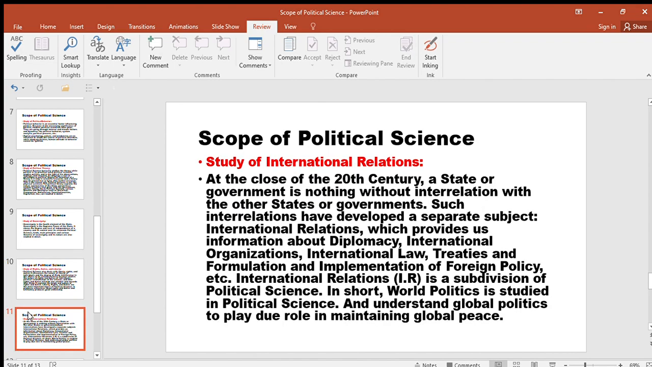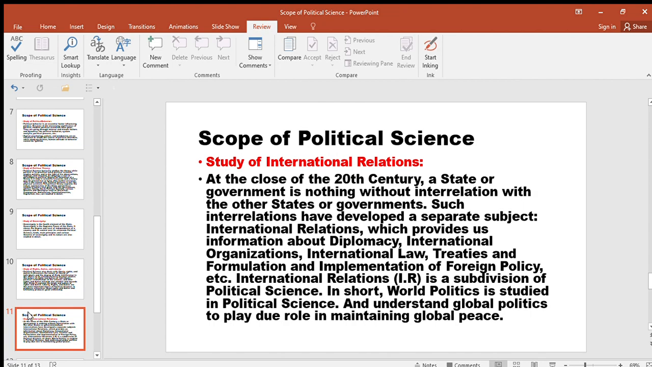It is also study of international relations. International relations means the interaction between the states, among the states of the world. And at the close of the 20th century, a state or government is nothing without interrelationship with the other states or government. And such interrelations have developed a separate subject, international relations, which provides us information about diplomacy, international organization, international law, treaties, and formulation and implementation of the foreign policy.